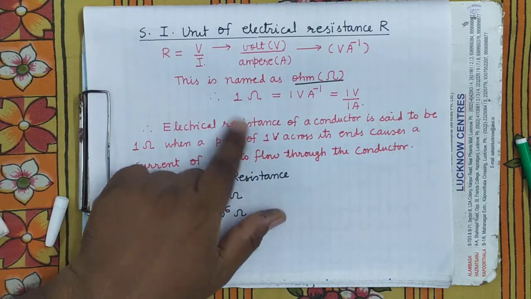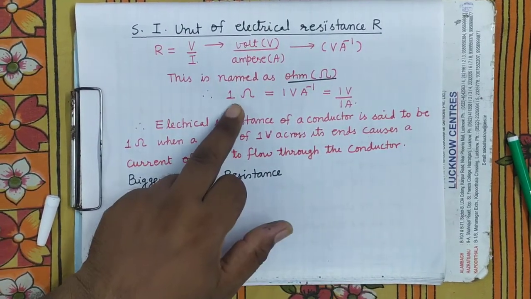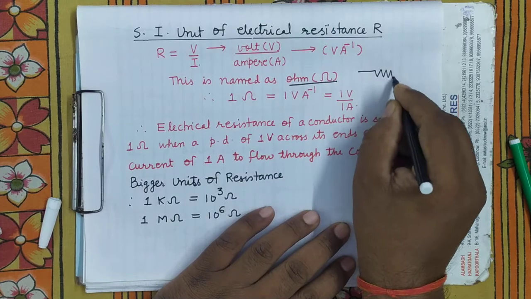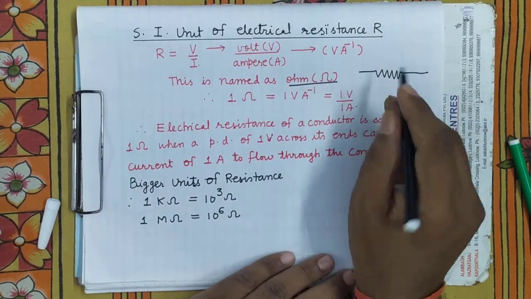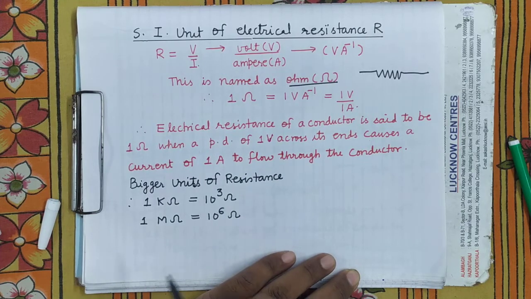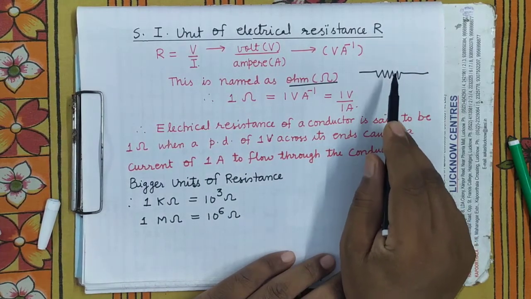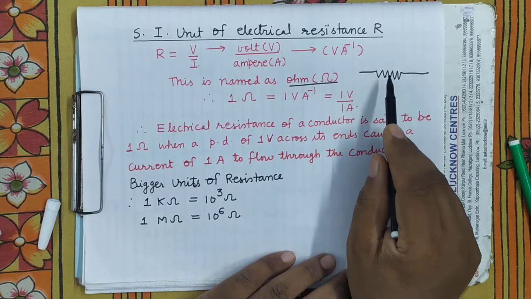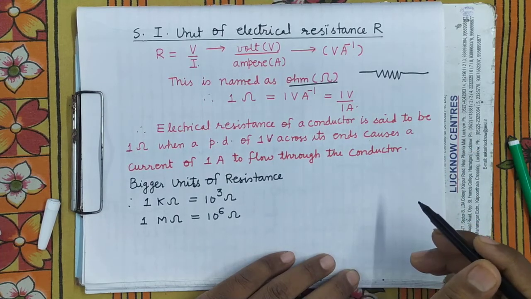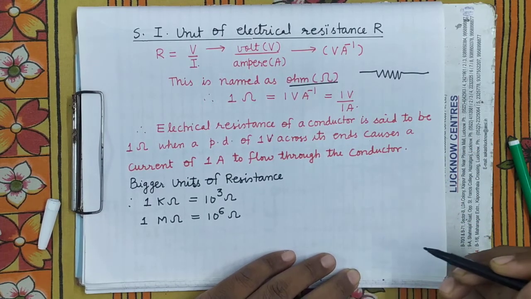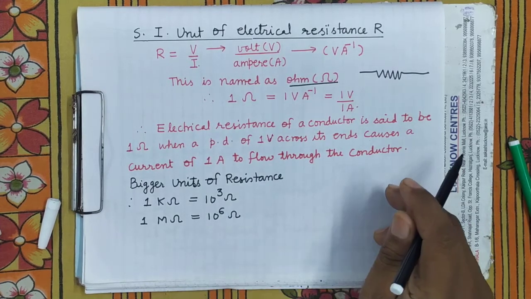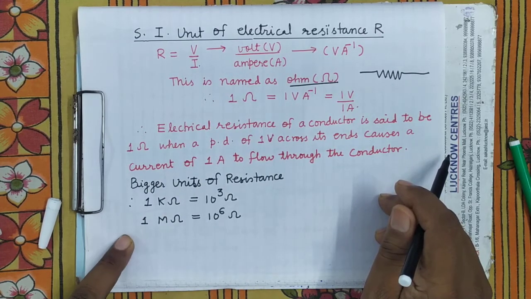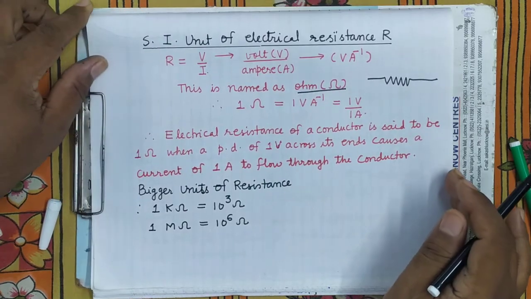How can you describe 1 ohm? The electrical resistance of a conductor is said to be 1 ohm if on applying a potential difference of 1 volt, a current of 1 ampere is produced in that conductor. It's clear. What are the bigger units of resistance? Bigger units of resistance, you know, are kilo ohm and mega ohm. 1 kilo ohm is 10 to the power 3 ohm, 1 mega ohm equals 10 to the power 6 ohm.